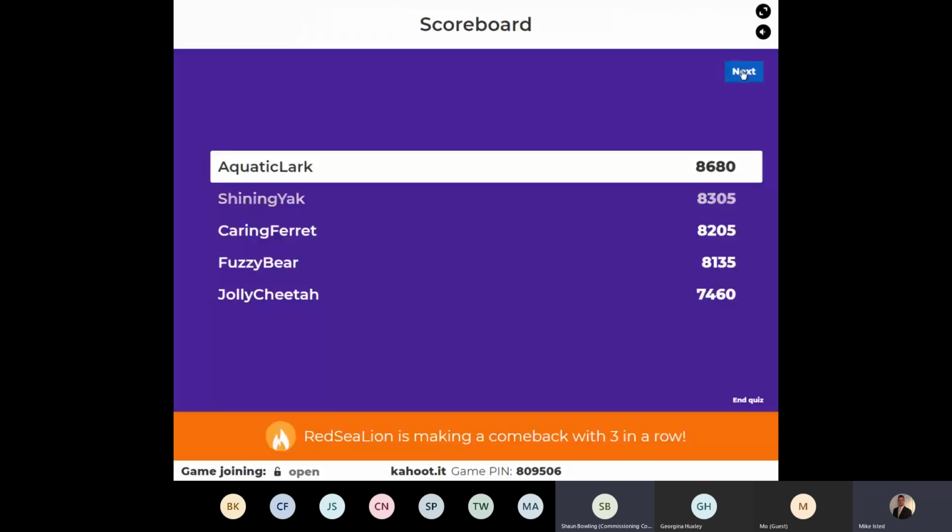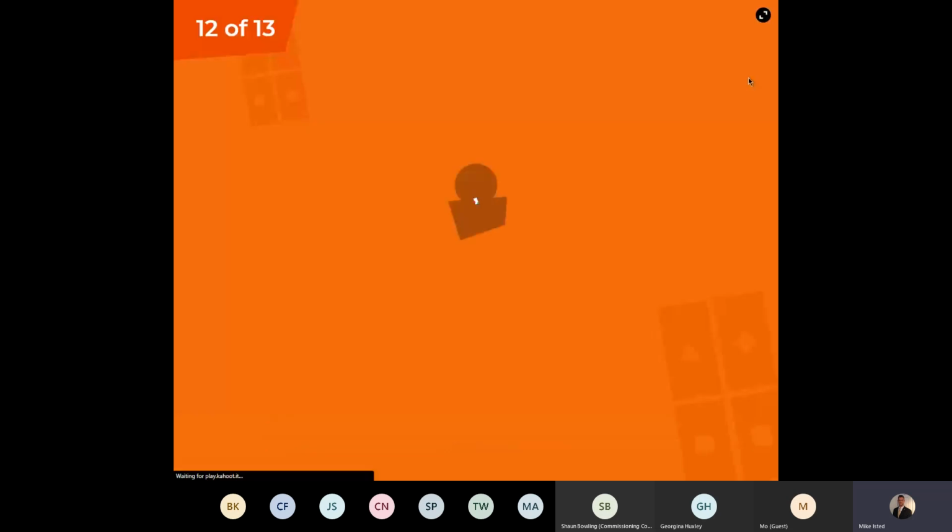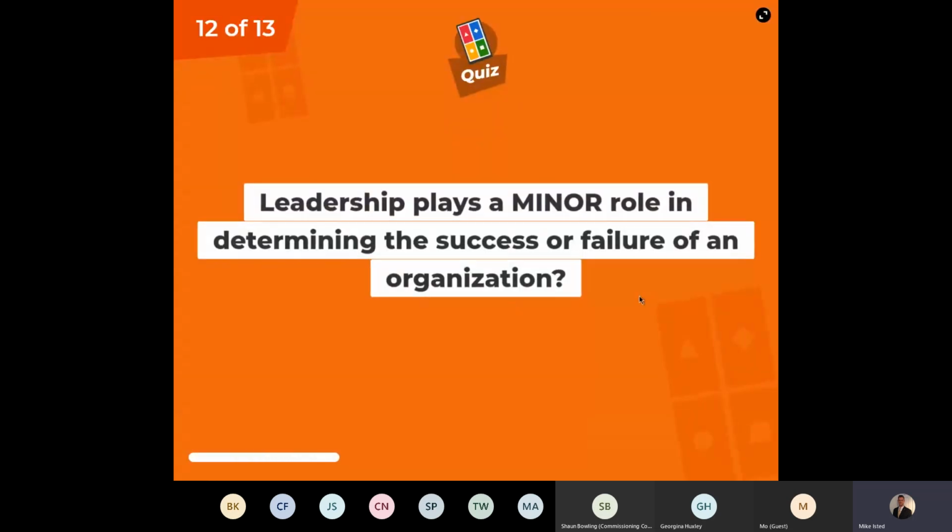Cool. Right, moving on. Wow, change in second place. Shining Yak and Karen Ferret are starting to gnaw at each other. Fuzzy Bear still in fourth place. A little bit disappointing, but Sean has let me down, everyone. We're building the confidence of the others. Exactly. We're allowing others. Jolly Cheetah is at the bottom there with 8,300. Great. Couple of questions left. The game is not over until the lark sings.